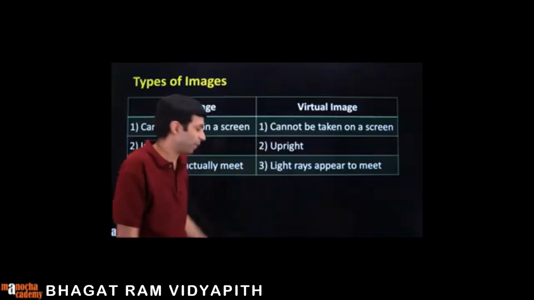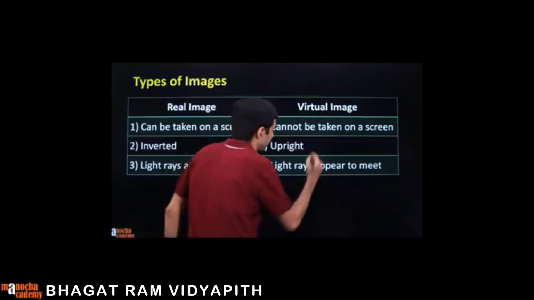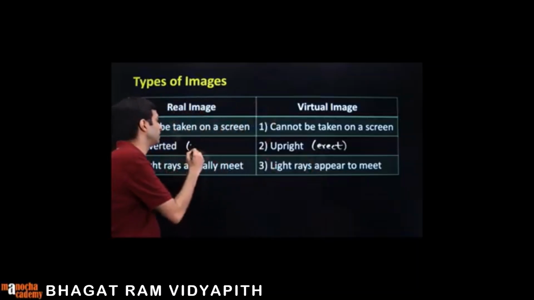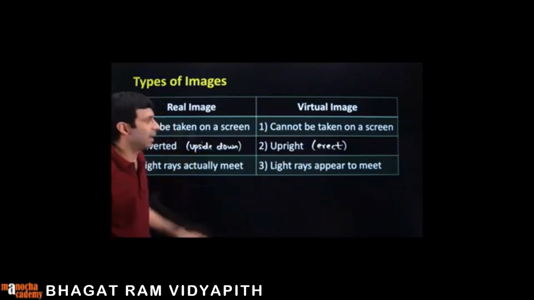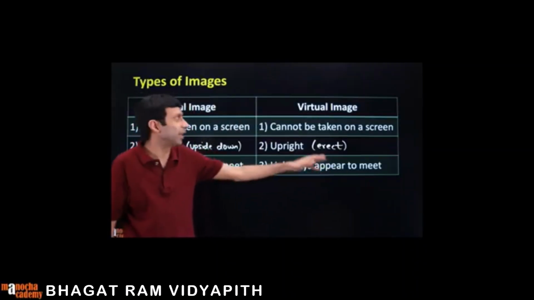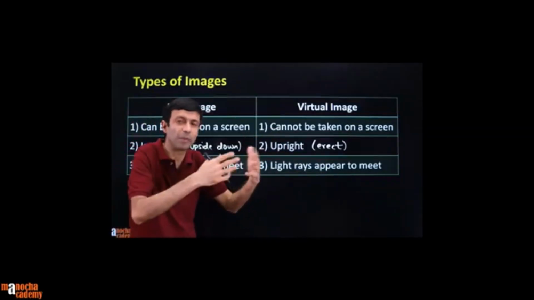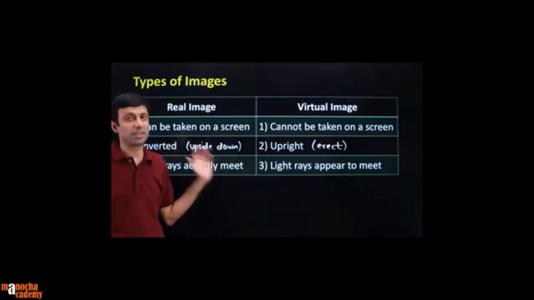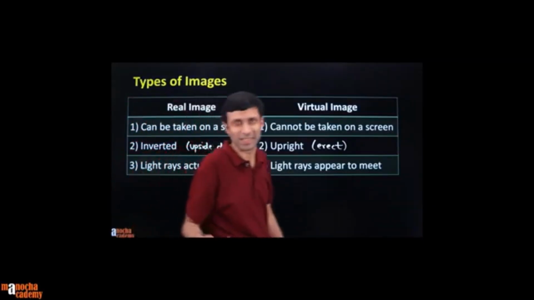Virtual image is always upright, or we say erect. These guys are upside down, inverted. Inverted means upside down. And light rays appear to meet. So in virtual image, the light rays don't actually meet. They seem to be coming from a point. So we'll see that. So this is an important thing you should remember for the next class.